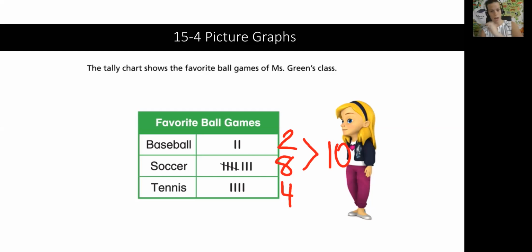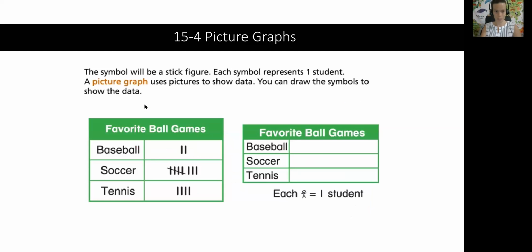Now, which game had the most votes? Soccer. Which game had the least votes? The smallest amount, the least. Baseball. There you go. See? Easy peasy. All right, let's take a look.